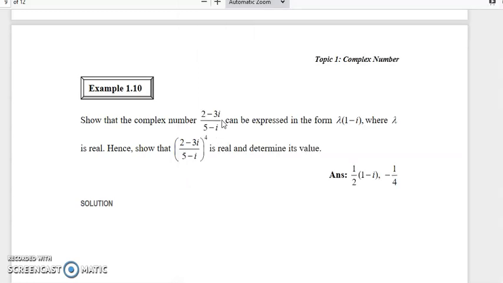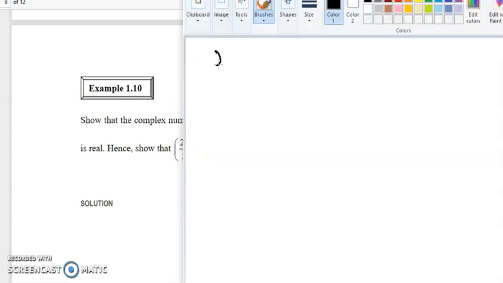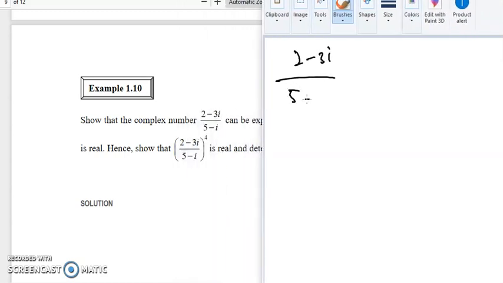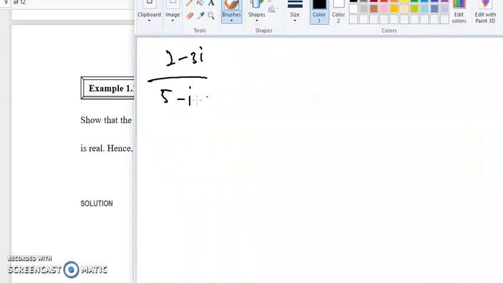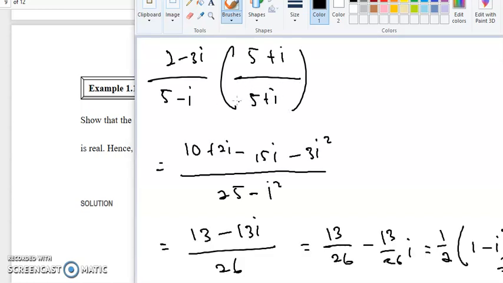What is it? 2 minus 3i. What you have is (2 minus 3i) over (5 minus i) here. And then what can you have? Multiply with a conjugate, 5 plus i here. Okay, actually I'm going to have a bit bigger bracket maybe. So I'm going to have this one over 5 plus i here. Okay, multiply with a conjugate.